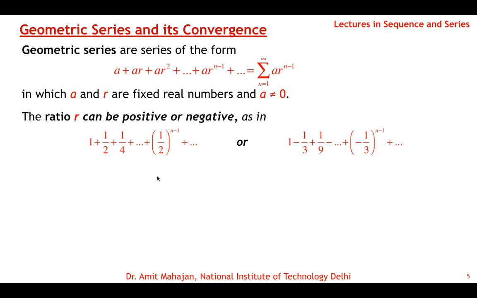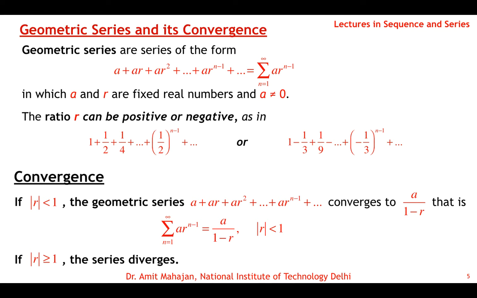Now the convergence of this geometric series: if the modulus of r is strictly less than 1, the geometric series converges to a over 1 minus r. That is, the sum of the infinite series is equal to a over 1 minus r if r lies between minus 1 and 1 with strict inequality, and the series is a geometric series. Otherwise the series diverges. So if r is equal to 1 or minus 1, or the modulus of r is greater than or equal to 1, that means r is greater than or equal to 1 or less than or equal to minus 1.